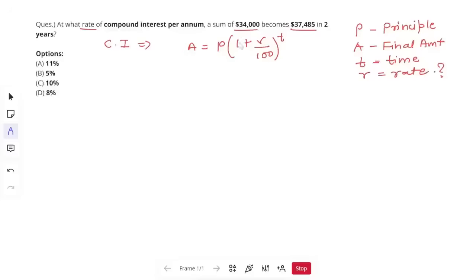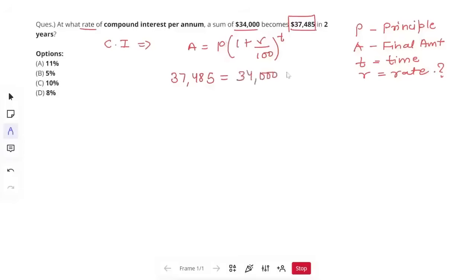The amount that is given to us is the final amount, which is 37,485. So 37,485 equals what? Principal. The principal that is given to us is the invested money, which is 34,000.